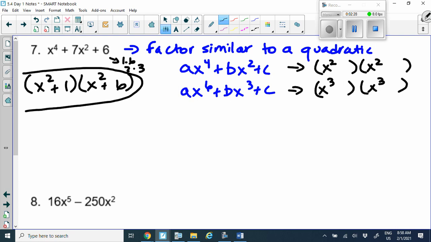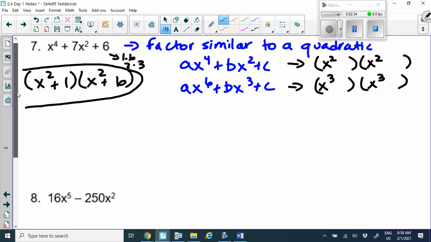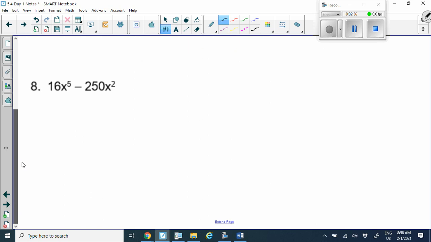Okay, let's go ahead and do our next one here. Okay, so our last one is going to be, once again, another special type. Now first of all, before we get into it, let's see if these two terms have anything in common. They actually do. They both have a 2 and an x squared in common, so I can take that out.